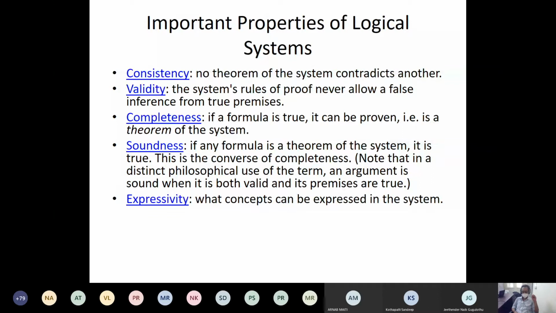Another property we like to have, we sometimes have them, we sometimes don't, which is called completeness. If a formula is true, it can be proven. So if a formal system is complete, then if a formula is true, then we should be able to prove it. That is, it will finally be a theorem of the system. And the converse of this, the soundness, which means that if any formula is a theorem of the system, it is true. This is the converse of completeness. Note that in a distinct philosophical use of the term, the soundness, an argument is sound when it is both valid and its premises are true.